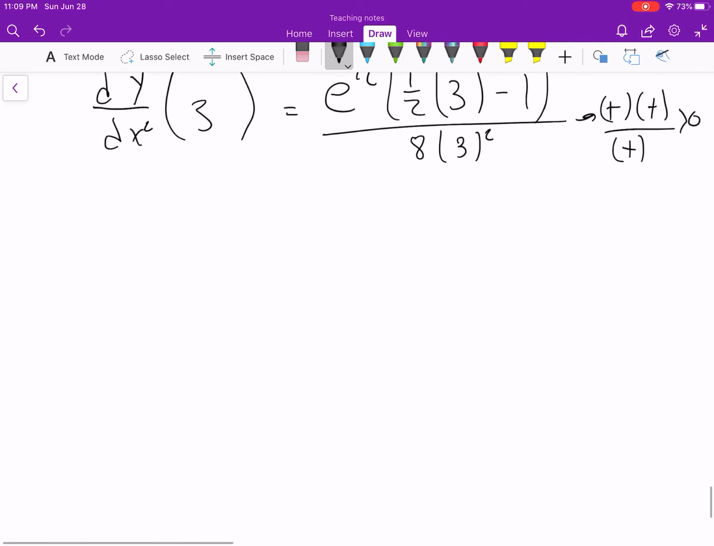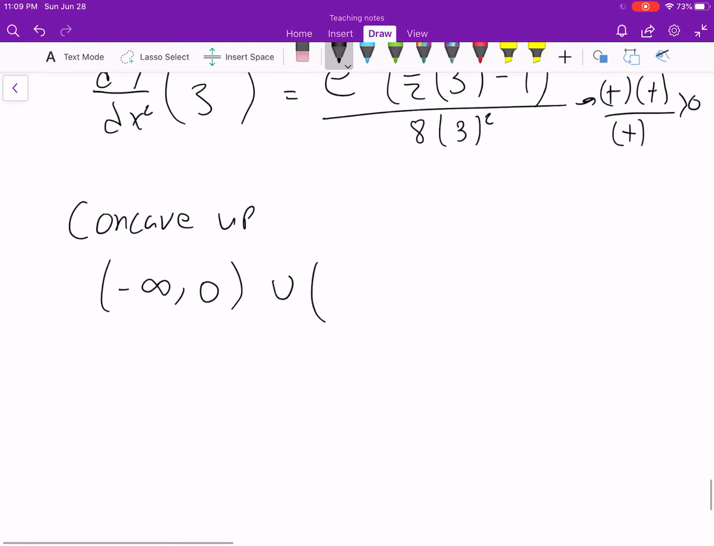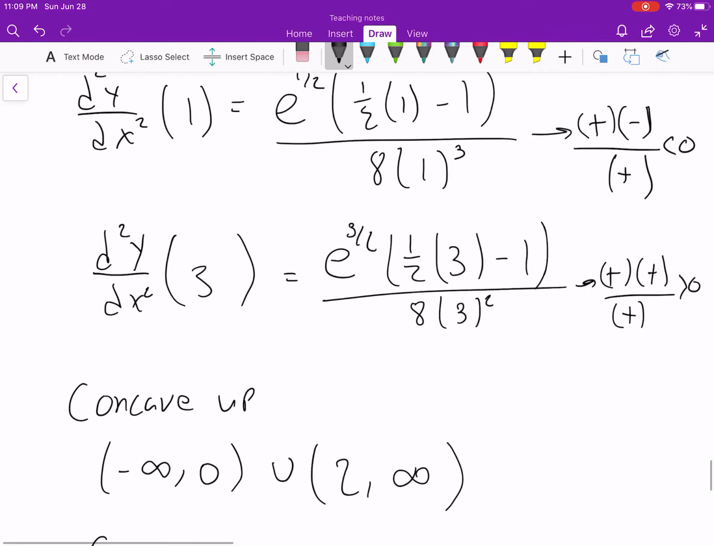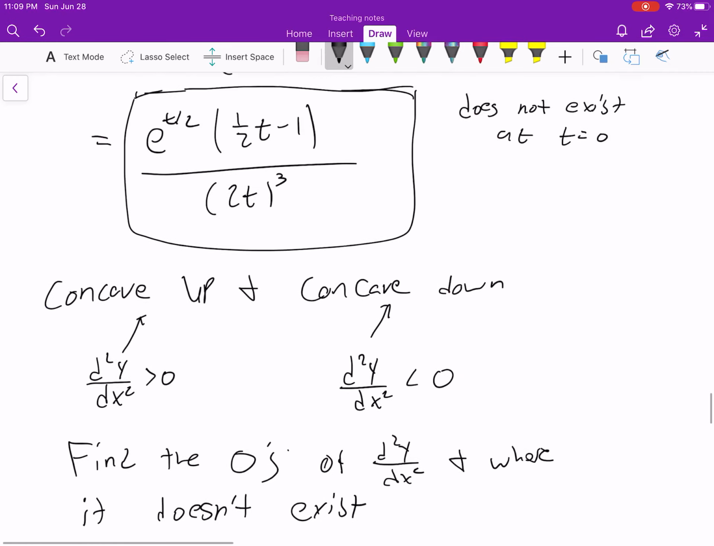So my intervals: I'm concave up from -infinity to 0 and 2 to infinity. And I am concave down from 0 to 2. And that is what I was looking for. So that, again, is the longest problem. I have the most work for that.